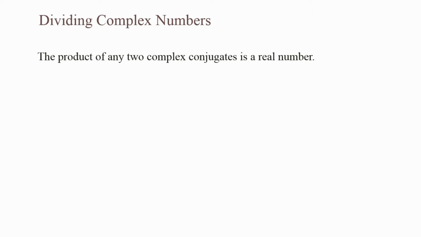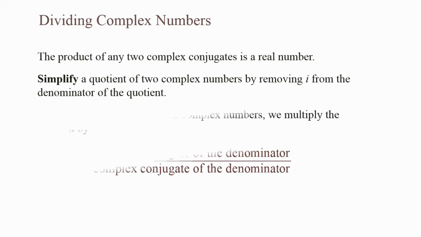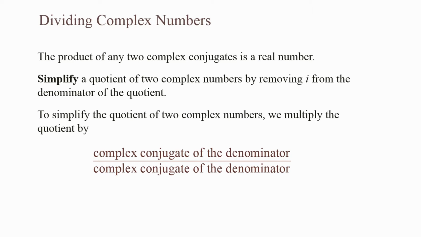Dividing complex numbers. The product of any two complex conjugates is a real number. Simplify a quotient of two complex numbers by removing i from the denominator of the quotient. Since i is equal to the square root of negative 1, we have to eliminate any square roots from our denominator. To simplify the quotient of two complex numbers, we multiply the quotient by the complex conjugate of the denominator divided by the complex conjugate of the denominator. This is very similar to how we rationalize the denominator when we have square roots.